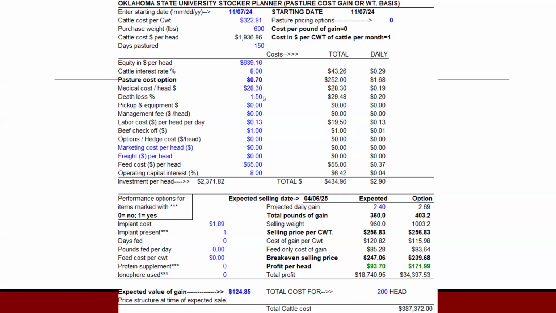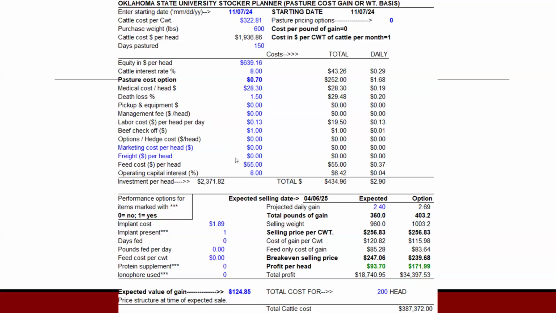There's the medical cost, death loss percent. I didn't put anything for pickup and equipment, but you could put depreciation costs and things there, wear and tear, maintenance, etc. A management fee. So that would be like if I were paying someone to take care of the animals, right? Labor, 13 cents per head per day, dollar for the beef checkoff. Here I could put down money if I had some kind of marketing costs, whether that's hedging or livestock risk protection, which is an insurance. Okay, we'll talk more about that stuff later.